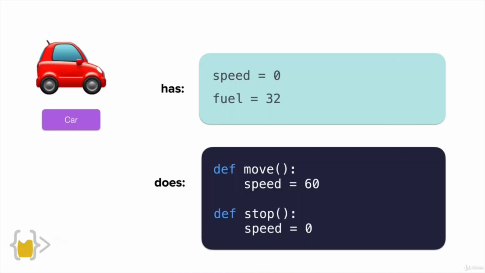Now, in addition to the things that an object has, so data that it holds, like the speed or the fuel, which we've already seen, it also has things that it can do, right? So functions that are associated with that particular object. And these functions, when tied to an object, are known as methods. But essentially, we would use them the same way as we have done with any other function that we've created so far.